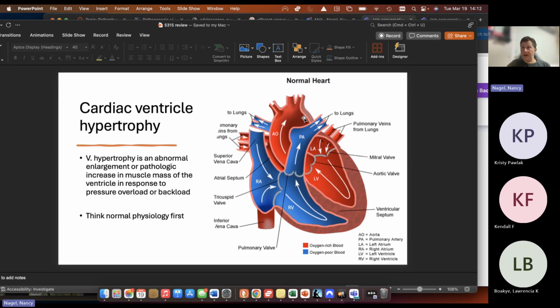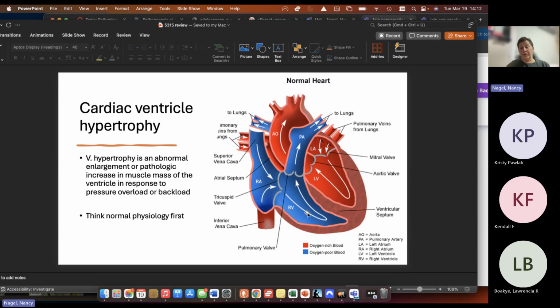So if you think about a few things, just staying on this screen and not thinking about hypertrophy at all, if you think about afterload in this particular situation, afterload for the left ventricle would be the pressure it has to overcome going through the aortic valve, as well as any pressure it has to overcome going to the rest of the body. Think about high blood pressure. We'll talk about that a little bit. Same thing on the RV side.